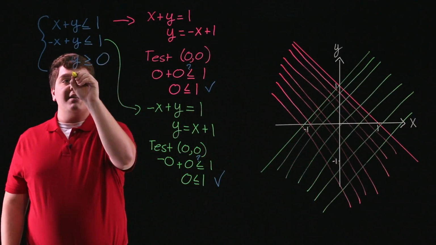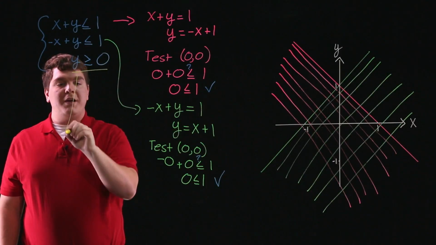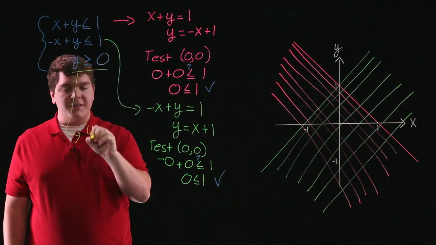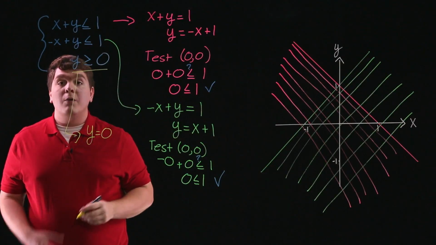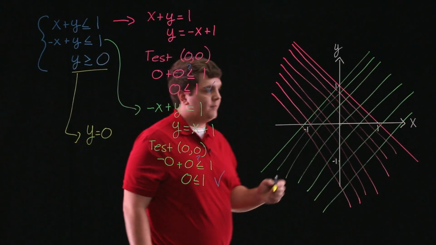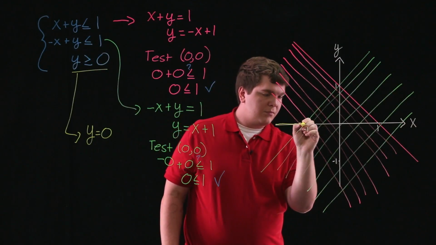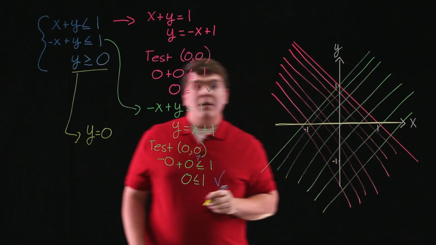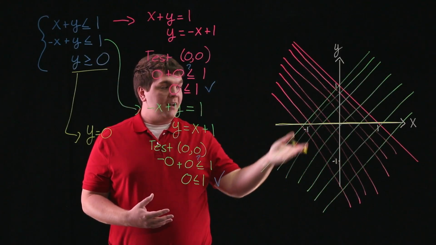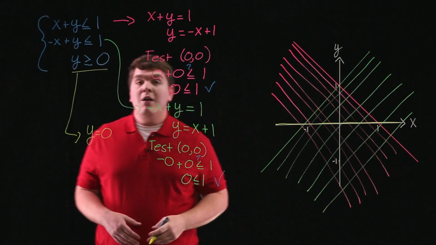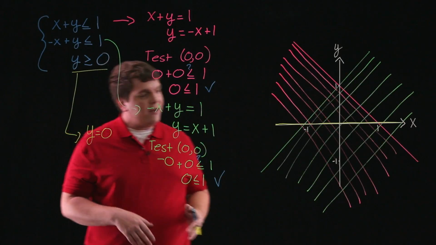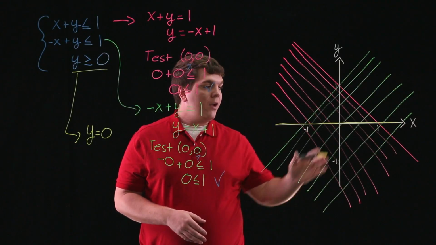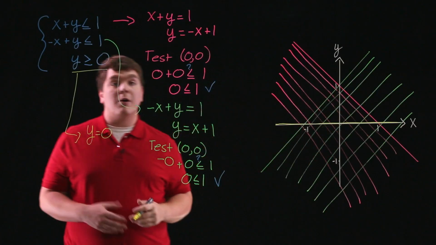And finally, our last inequality is y is greater than or equal to 0. Here we can consider the line y equals 0, which is the x-axis. And in order to determine which side of the x-axis we should shade, we want to choose a test point. But here, since the point (0, 0) lies on our line, we need to choose another point. So let's choose the point (0, 1).